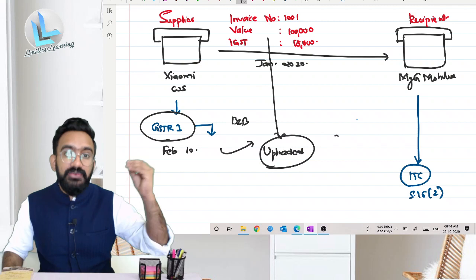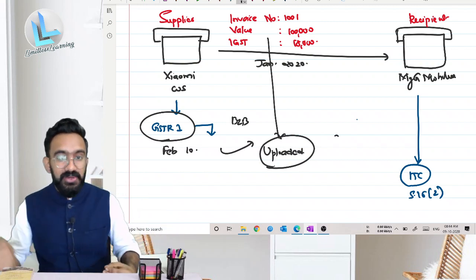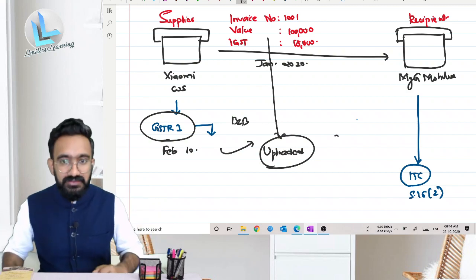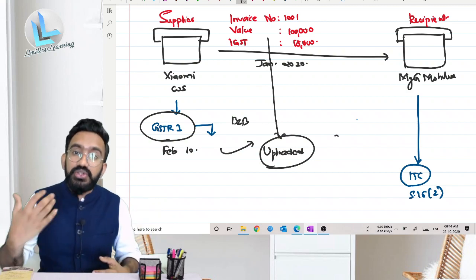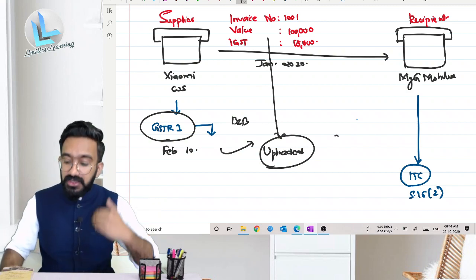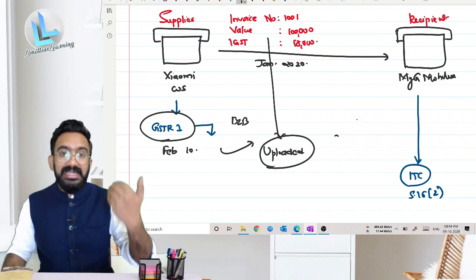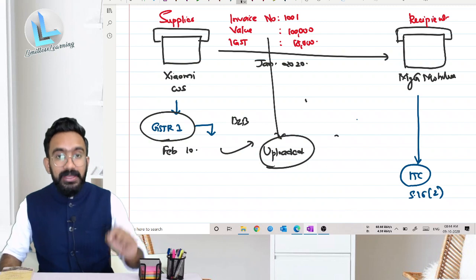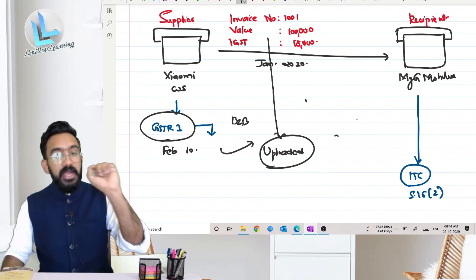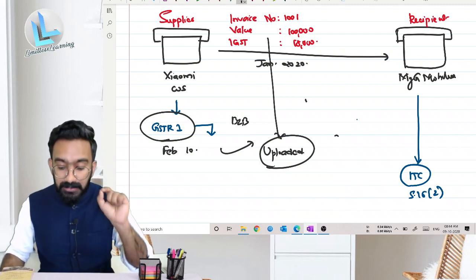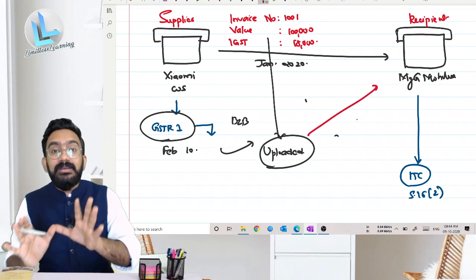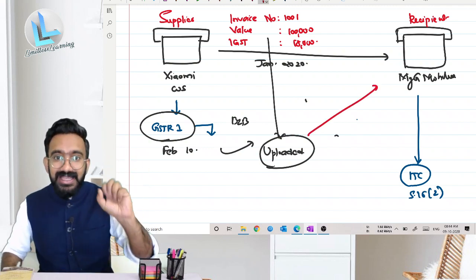The supply of a person will be the inward supply of another person, and for somebody who is paying taxes, that only I can give it as credit. Now government needs a mechanism to check this, to ensure that section 16.2 is completely implemented. So they're saying that, see, Xiaomi has to upload this information for MyG to take the credit. Now, how will MyG know that they have uploaded this information? It will be made available like an incoming message.